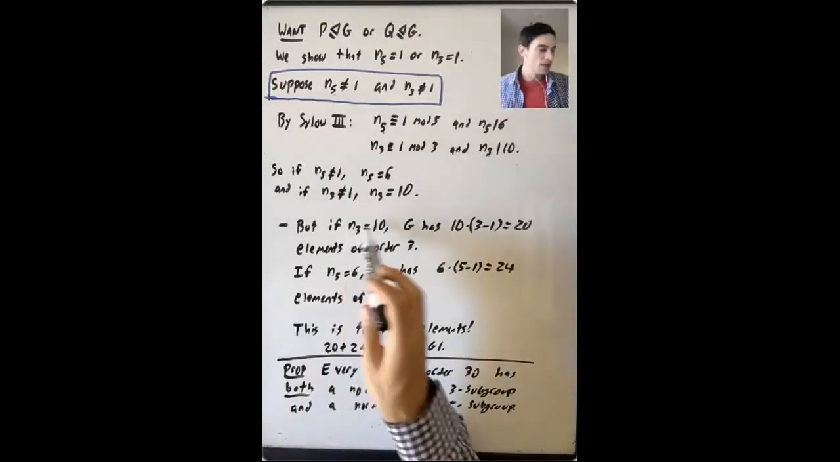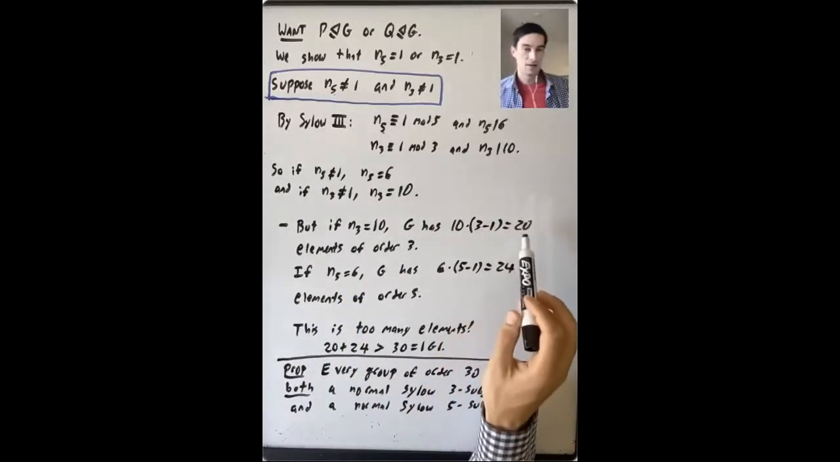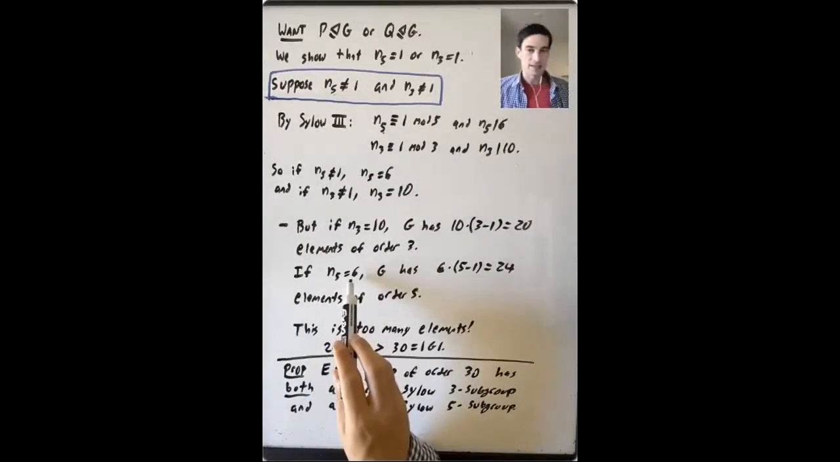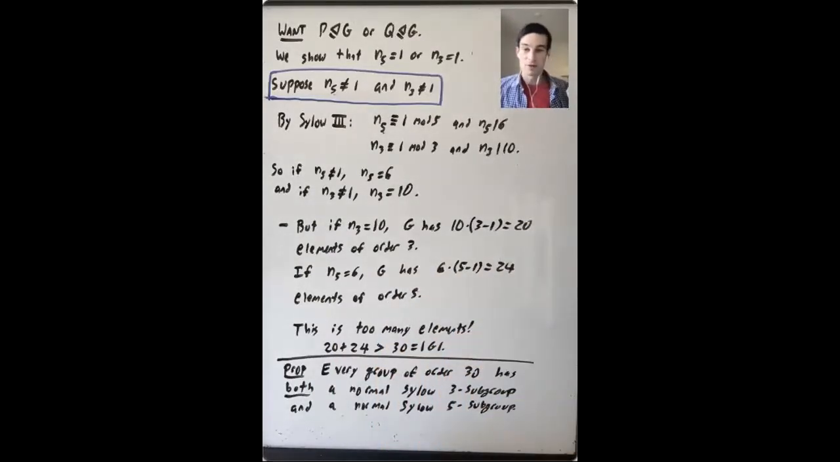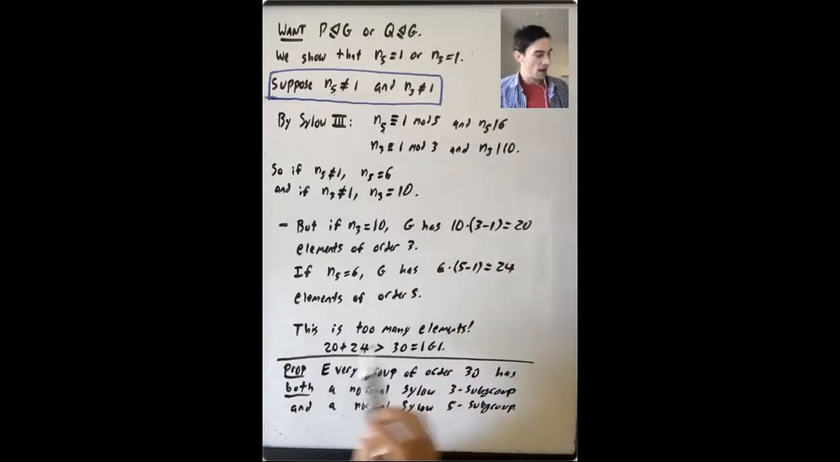But if n3 is 10, then G has 10 times (3 minus 1), that's 20 elements of order 3. And if n5 is equal to 6, then G has 6 times (5 minus 1), 24 elements of order 5. And this is too many elements together, right? If you have 20 elements of order 3 and 24 elements of order 5, then you have at least 44 elements. We haven't even counted the elements of other orders. But 20 plus 24 is 44, which is bigger than 30, the size of the group G. So this is just not possible.